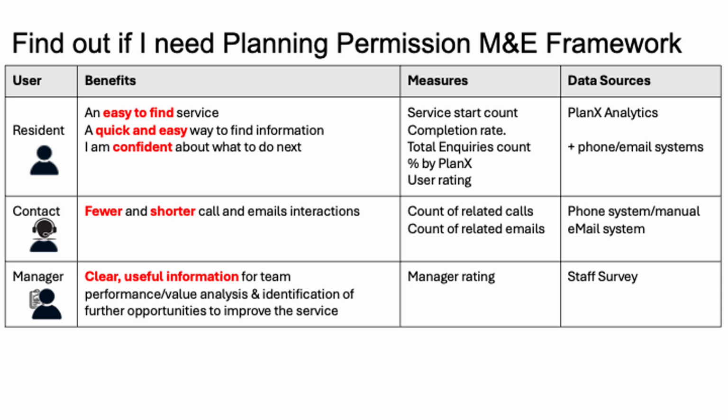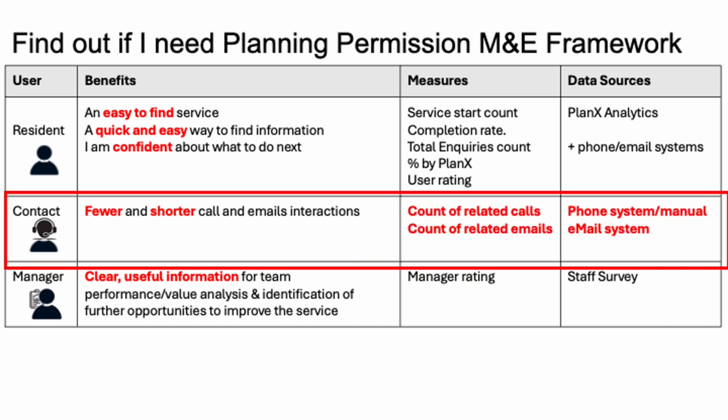One of the key benefits is fewer and shorter phone and email interactions. The measures we've identified are counts of the total number of relevant inbound phone calls and the total number of relevant inbound emails. Data sources then for phone calls are typically a CRM call handling system or perhaps manual recording, and for emails, the council email service.